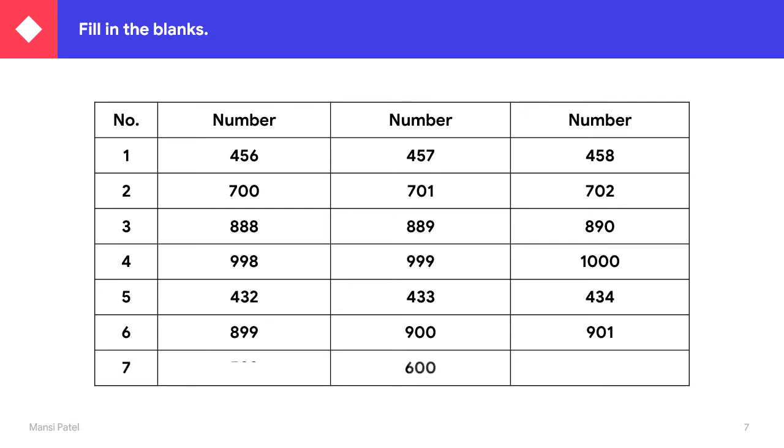Now your number 7. It's 600. One box on the left hand side empty and one box on the right hand side empty. So first we fill the right hand side box. What comes after 600? It's 601. And what comes before 600? It's 599.